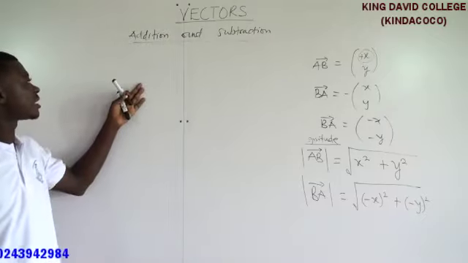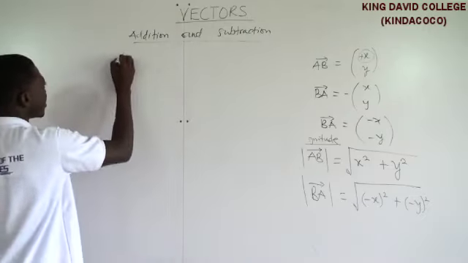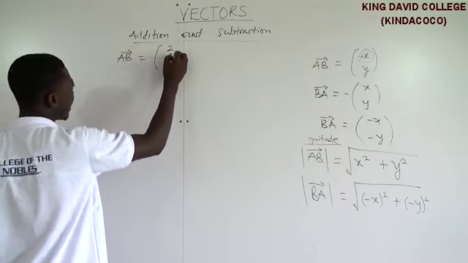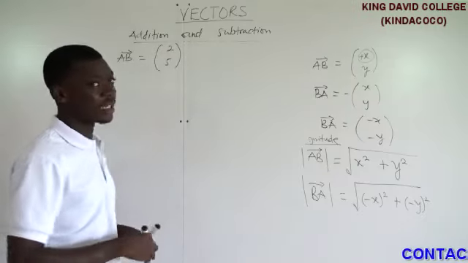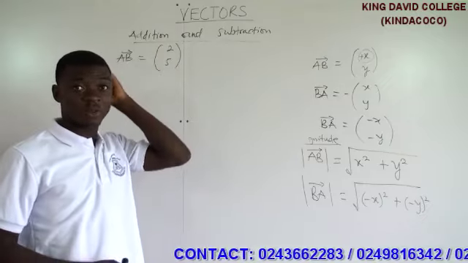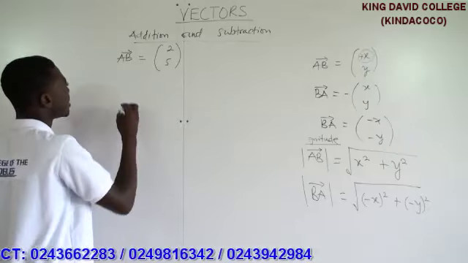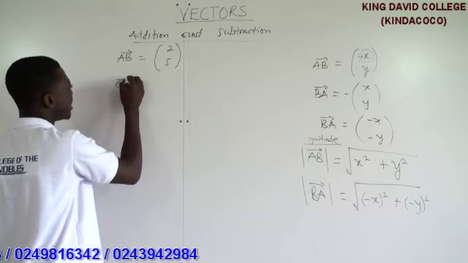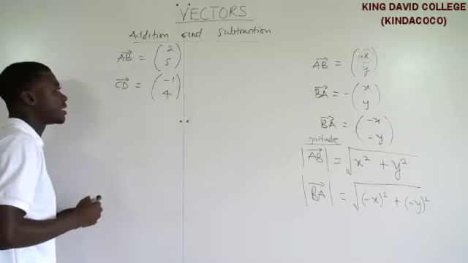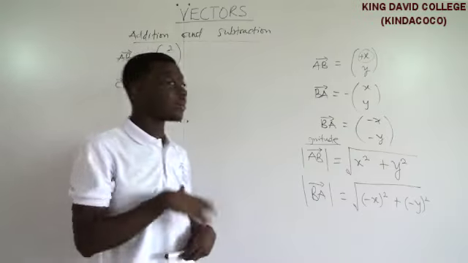So take it like we have two vectors. Let me use vector AB, which is given to me as 2 and 5. That means the x component is 2 and the y component is 5. And then I'm giving another vector, say CD, and that is minus 1 and 4. So the x component will be lying in this quadrant over here.